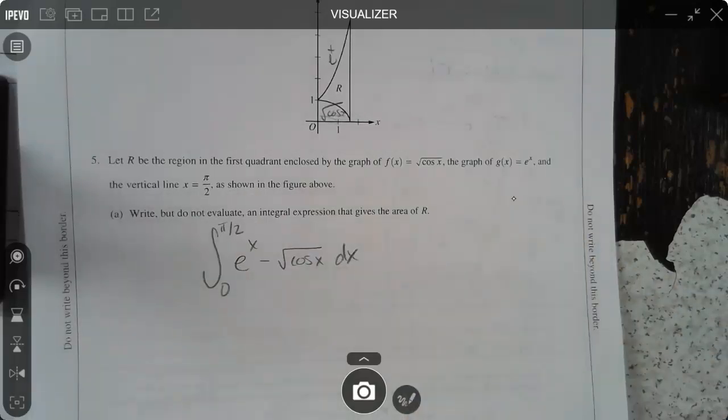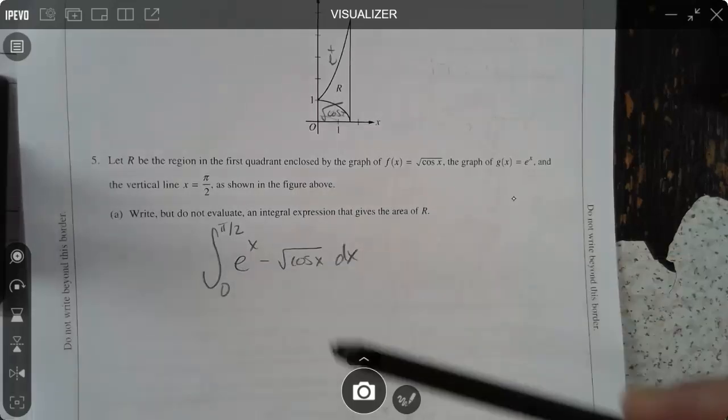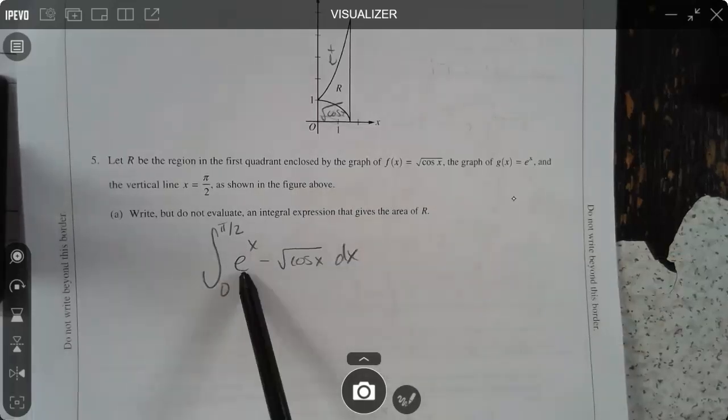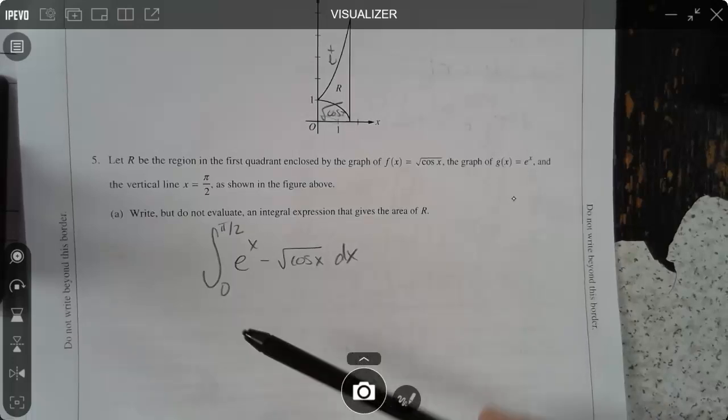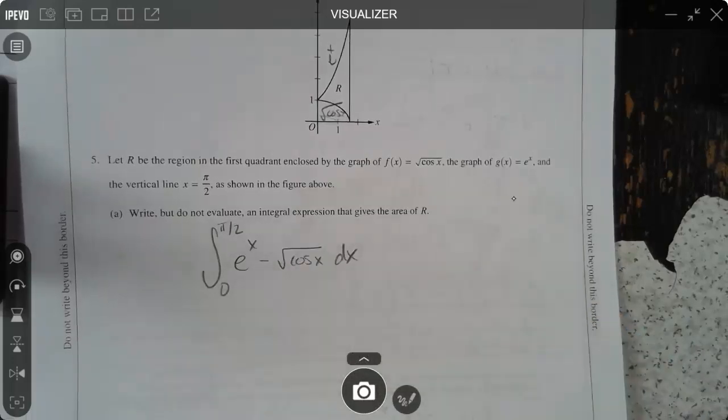All right, so it says write, but do not evaluate, an integral expression that gives the area of R. So you got 1 point for the integrand, top minus bottom, but you also got a point for the correct limits from 0 to pi over 2. It was an easy 2 points. All right.